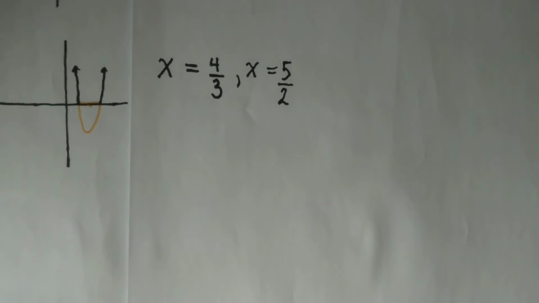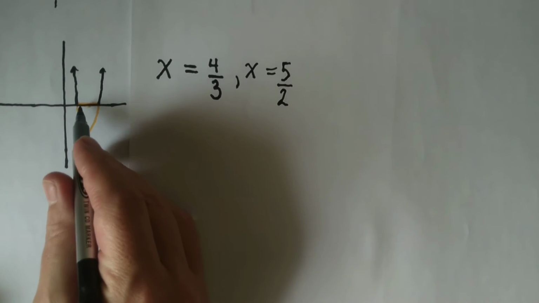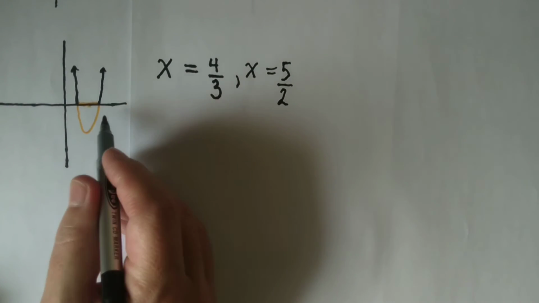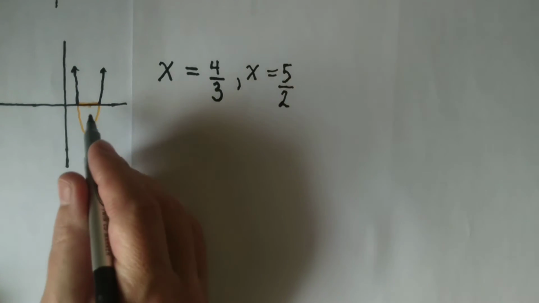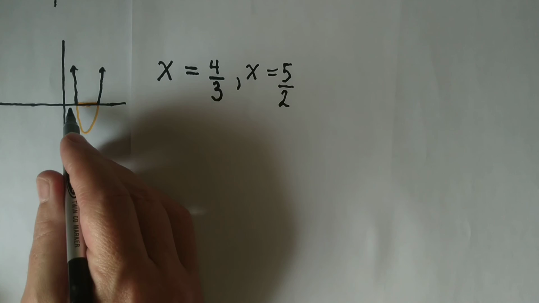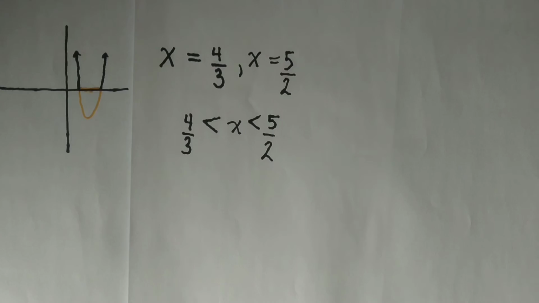Sorry, I just bumped the camera so it might be a little shaky. But we're looking for this range. Here's 5/2, here is 4/3. That means we want x to be less than 5/2 and greater than 4/3. I'm going to go ahead and write out the inequality accordingly. And here's the solution.